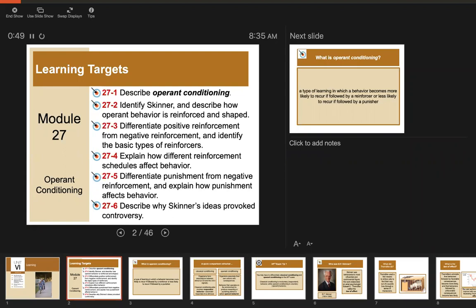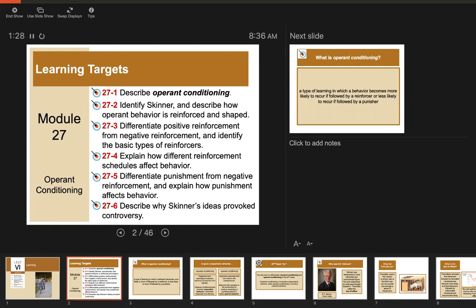At the end of this module, you should be able to describe operant conditioning, identify who B.F. Skinner is, and how operant behavior is reinforced and shaped. Really, really important for this class, for the AP exam, and for life in general, is to be able to differentiate between positive reinforcement, negative reinforcement, and punishment. Being able to explain how different reinforcement schedules affect behavior, really interesting, important stuff, again, for not only AP psychology, but for life. Be able to differentiate punishment from negative reinforcement.